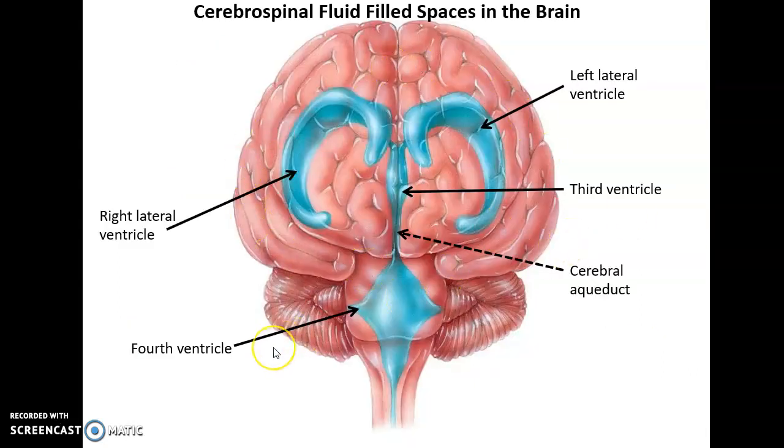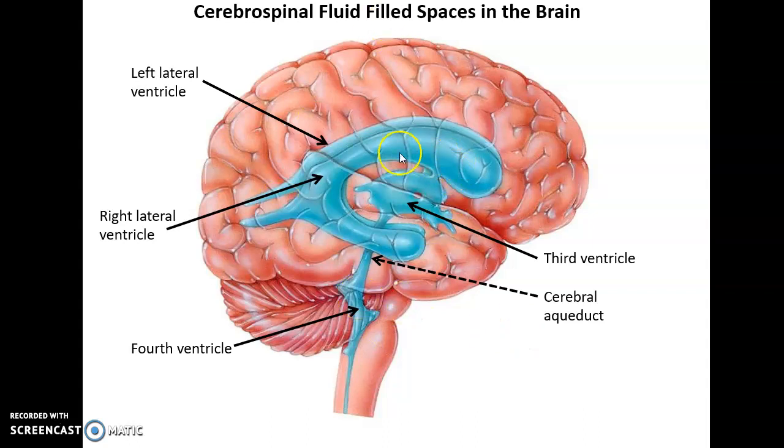Now, when you look inside the cerebrum, you see that there are 4 fluid-filled chambers called the ventricles. You have the right and left lateral ventricles, each in a hemisphere. You have the third ventricle lying near the diencephalon. The cerebral aqueduct then connects the third ventricle to the fourth ventricle, which is between the brainstem and the cerebellum. And then that, of course, connects down to the central canal of the spinal cord. Here's a lateral view. Again, the lateral ventricles, third ventricle, cerebral aqueduct, fourth ventricle, and central canal.